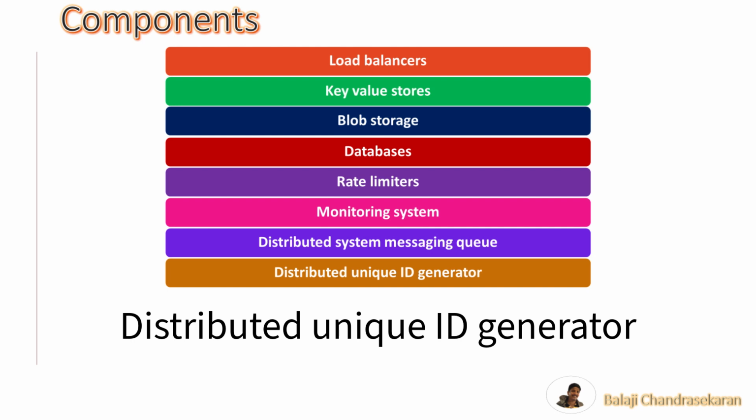Popular distributed unique ID generators include Twitter Snowflake, Instagram ID, UUID (Universally Unique Identifier), and various custom implementations based on algorithms like Flake IDs, UUID v1, or custom sharding schemes.